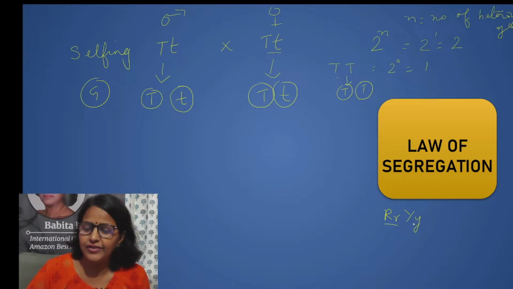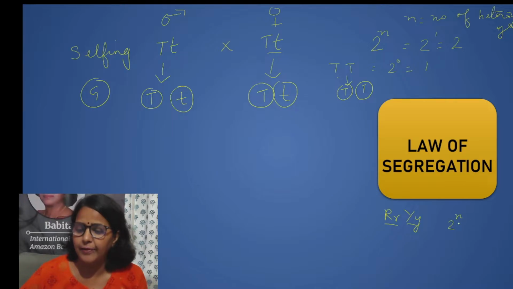One heterozygous gene, second heterozygous gene. So 2 to the power n. What we will have? 2 to the power 2, so 2 into 2, that is 4 different types of gametes will be formed from this. What are those 4 different types of gamete?